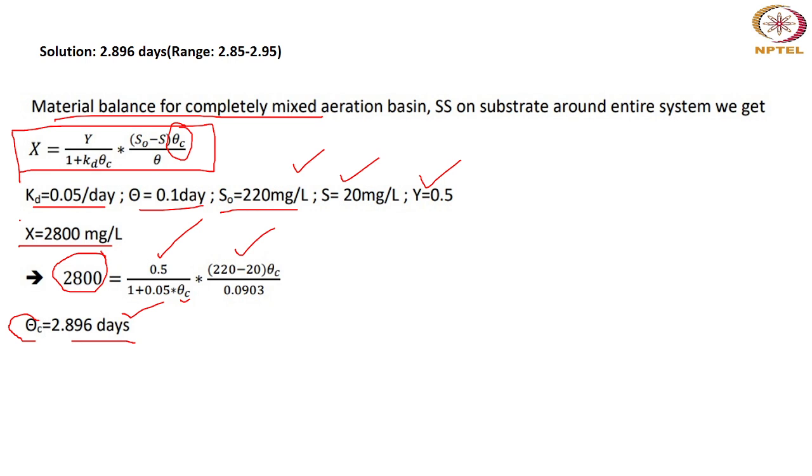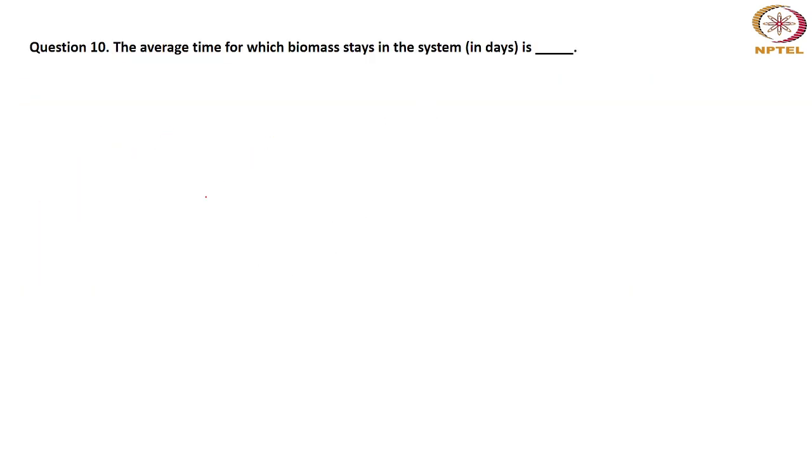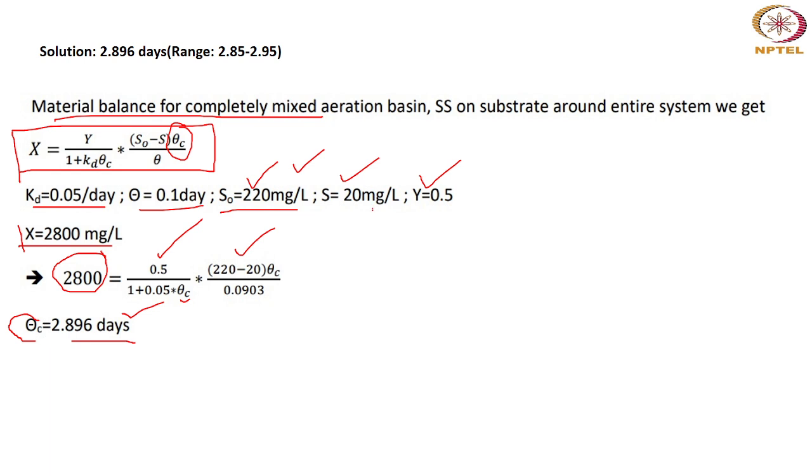So this is the MLVSS X value. Then this is the influent BOD concentration, and that was the effluent. That is my target, right? 20 mg per liter prescribed by PCB. It is prescribed by PCB. And yield was given as 0.5. Just you have to put all the data in this formula and we'll get it.